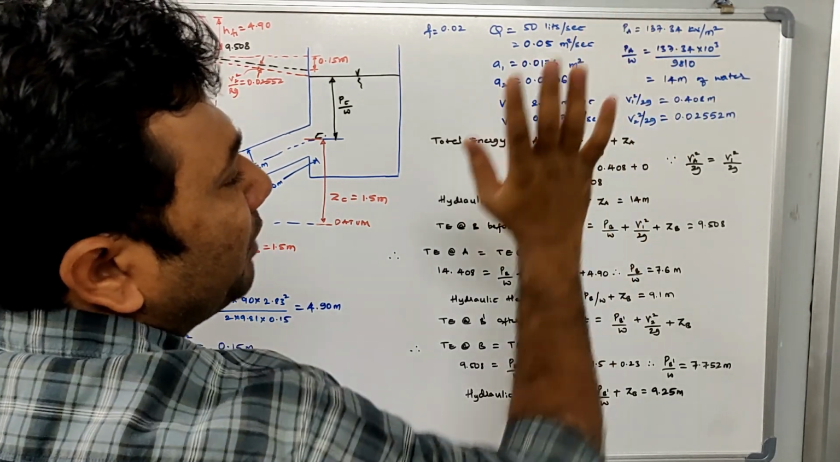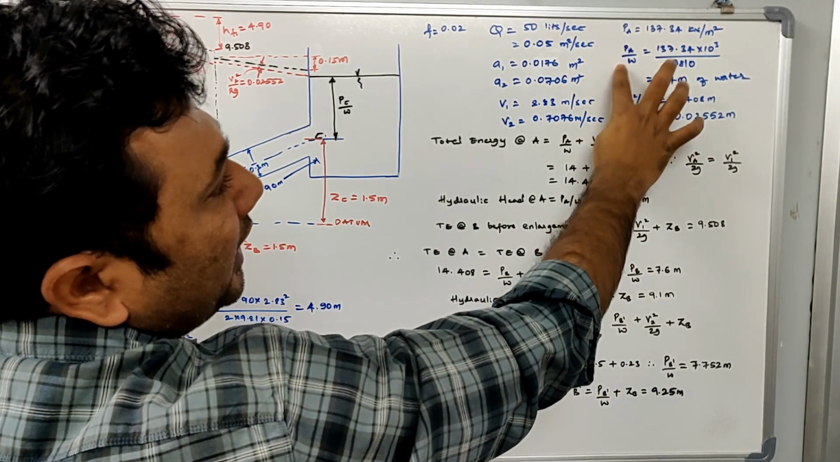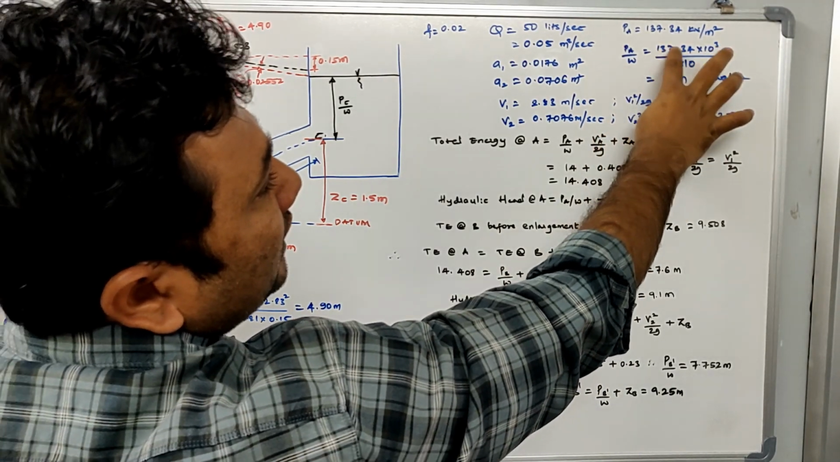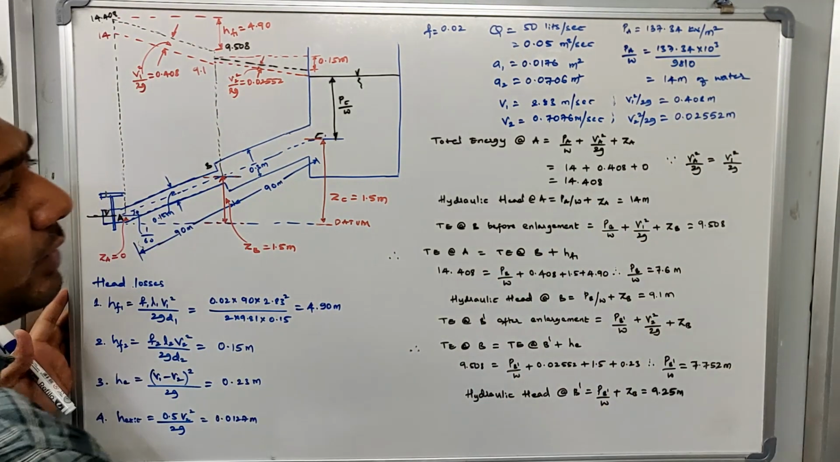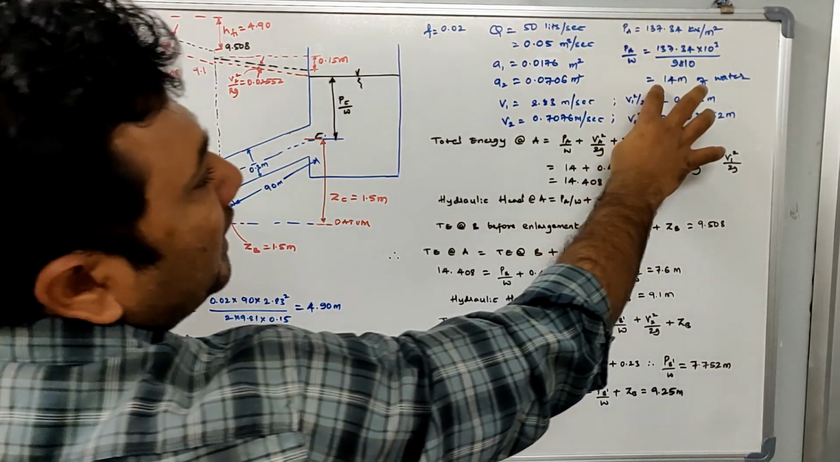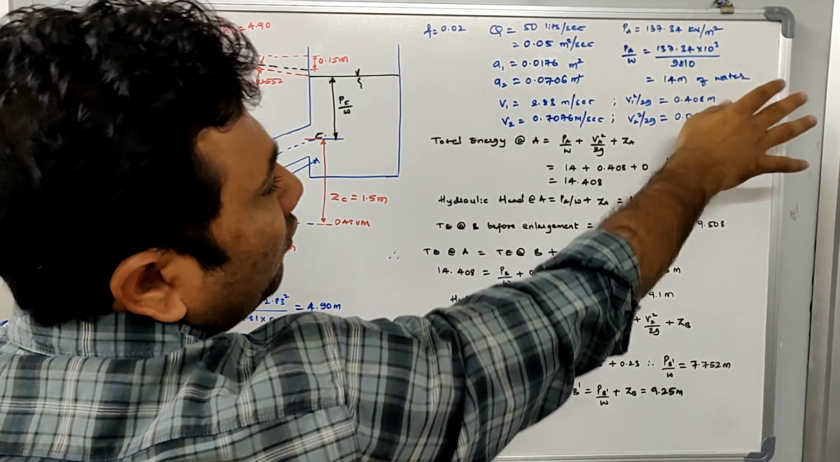Let us calculate how much is the pressure head at A. So PA by W, which is the pressure head at A, will be equal to 137.34 into 10 raised to 3 divided by 9810, being the unit weight of water. From this I can calculate the pressure head in terms of water, which is 14 meter of water.